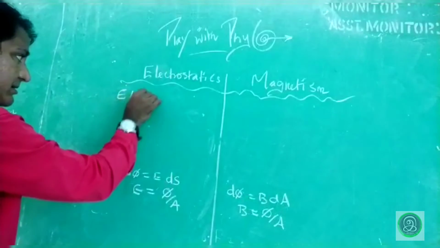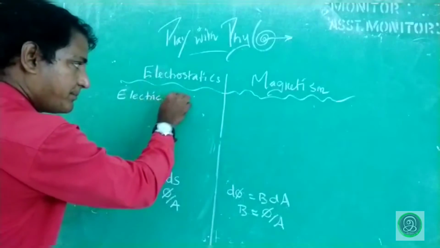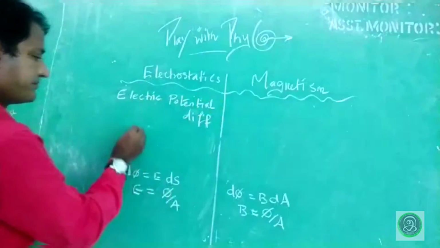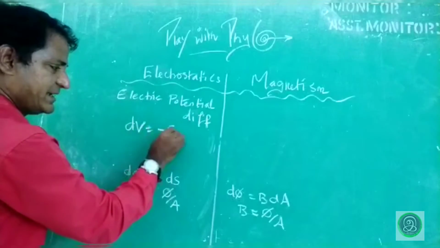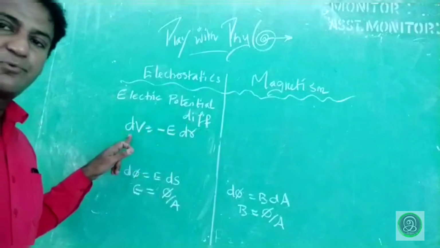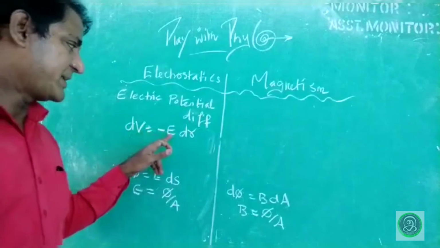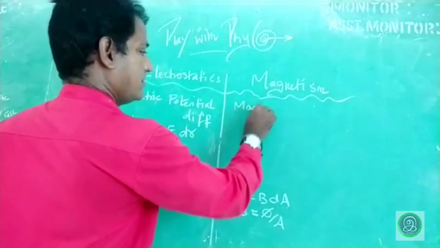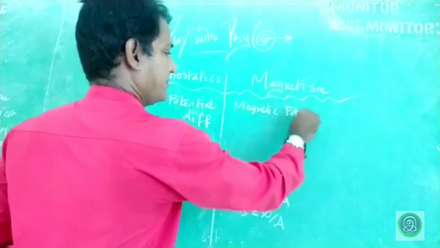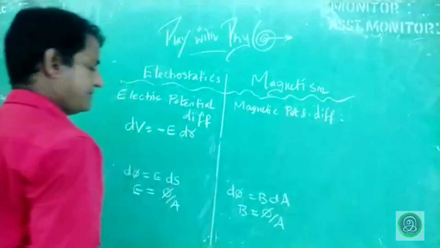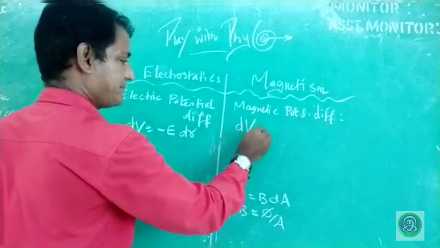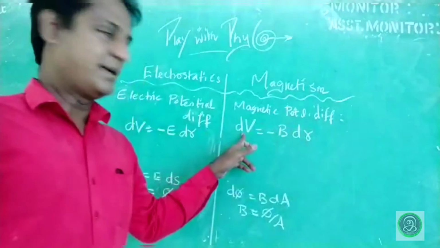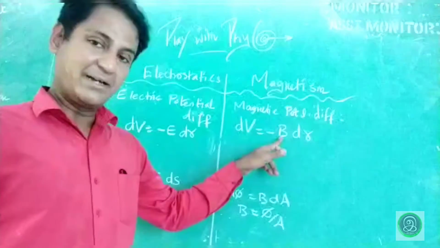Now, the electric potential difference. So dV is equal to minus E into dr. A small value of potential difference is equal to electric field into the distance. So magnetic potential difference. Here again dV is equal to minus B into dr. So the magnetic potential difference, magnetic field, the distance.